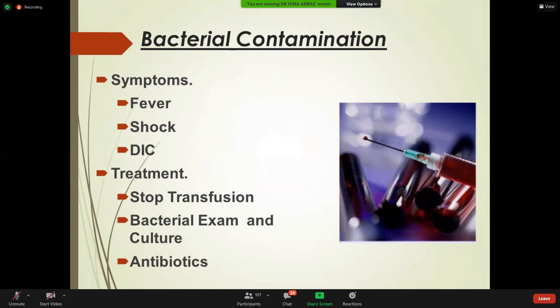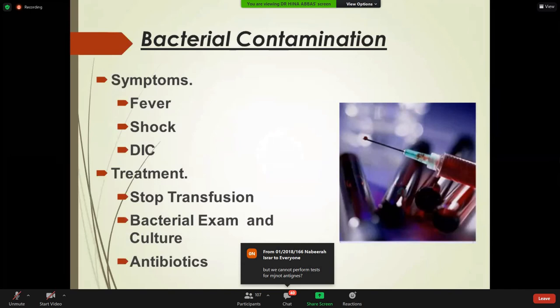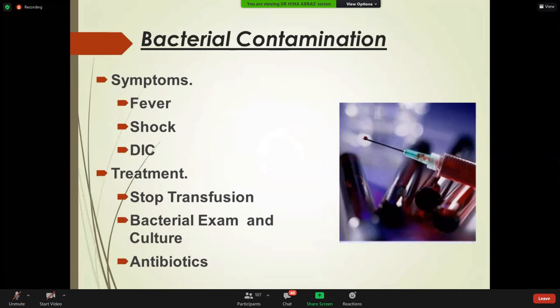According to new research, I think, if I'm not wrong, thalassemia patients have KEL antibodies. But we cannot perform tests for minor antigens. We do perform tests for minor antigens.